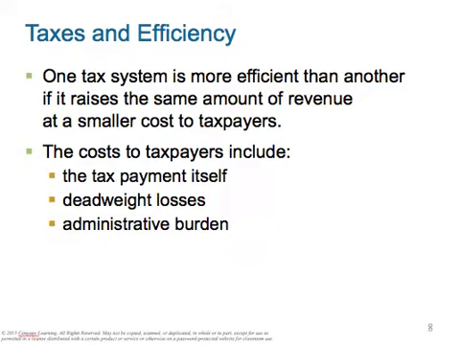The costs to taxpayers include, obviously, the tax payment itself, deadweight losses that we've discussed in previous chapters, and the administrative burden. You have to administer the tax. You have to follow up on delinquent accounts. You have to do auditing, those types of things. So something like the IRS is a huge administrative burden.